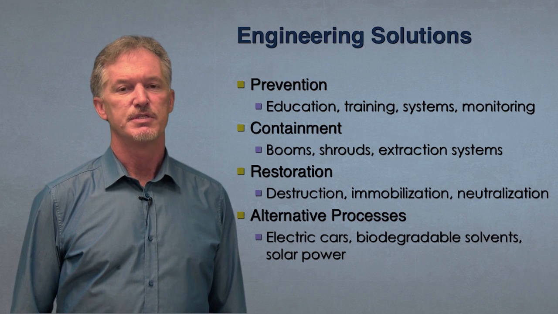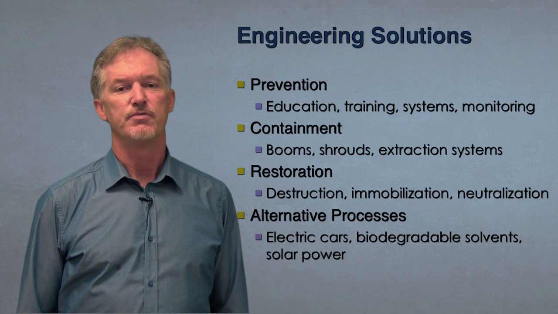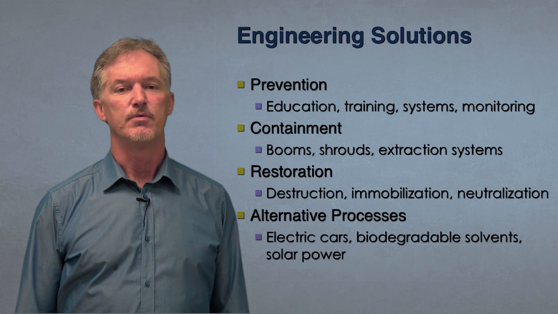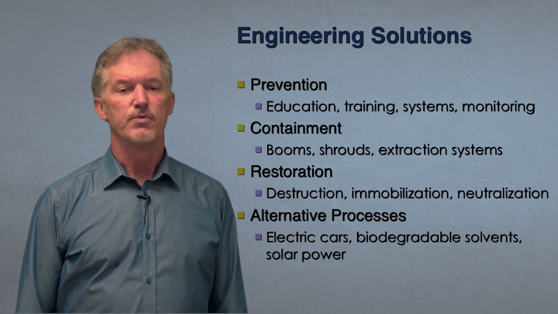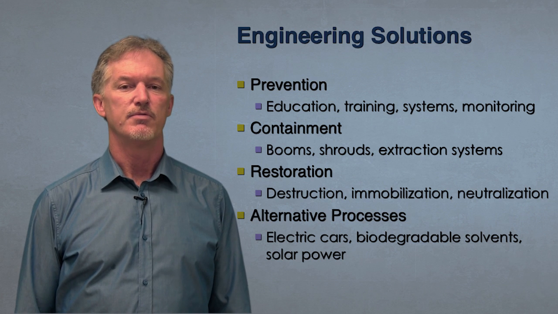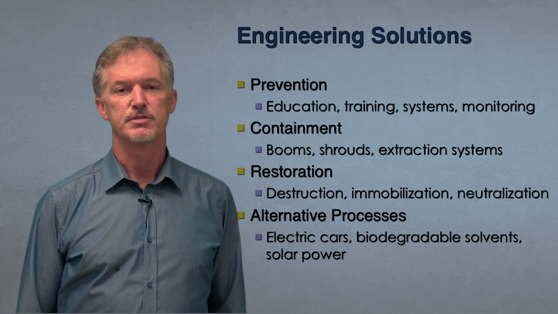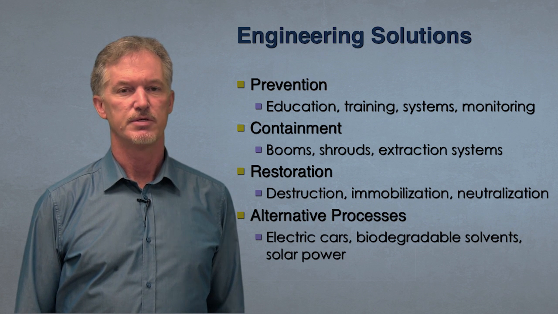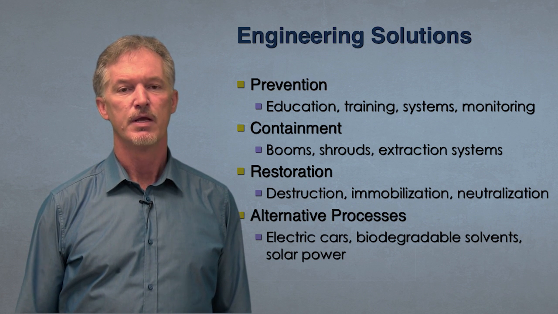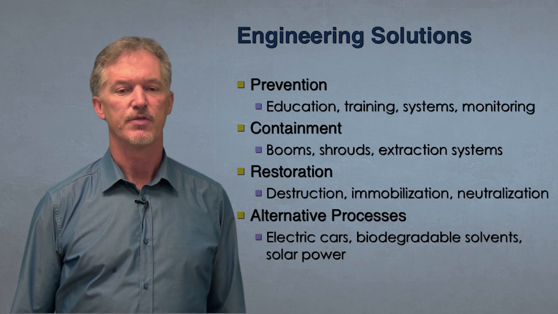And alternative processes include things like electric cars. We don't create vehicle emissions right from the beginning. But even with those, there can be some decisions to be made. For example, the batteries that are in electric cars contain chemicals that are toxic, and if they're not properly disposed of, they can create problems of their own. So we might be swapping one problem for another if we're not careful.